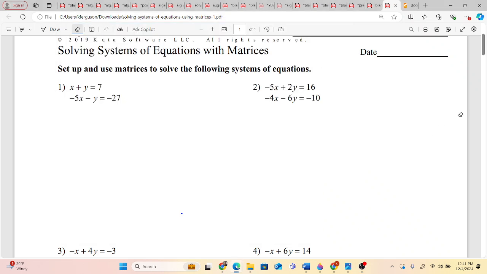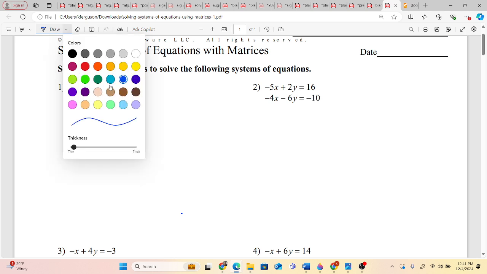Here we go. Let's talk about these. For number one, I think I did number one yesterday. So what I'm going to do with number one instead is take that and translate it to matrix form, and then we're also going to change it to an augmented matrix. Okay, so let's do that.